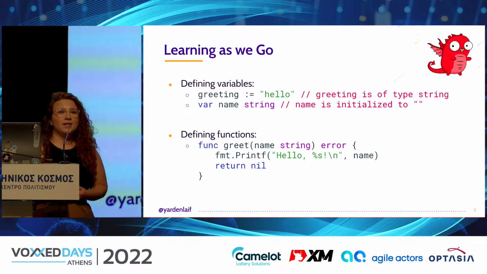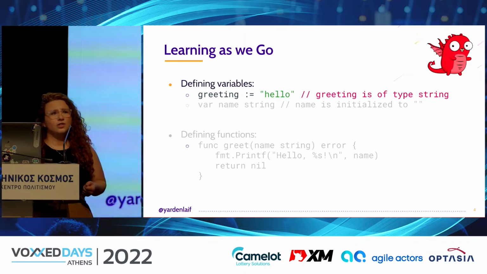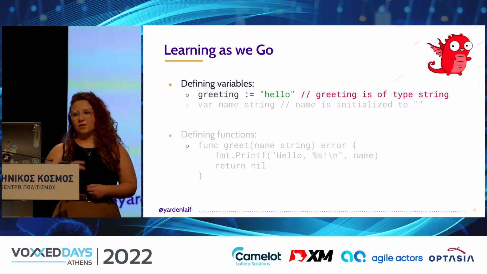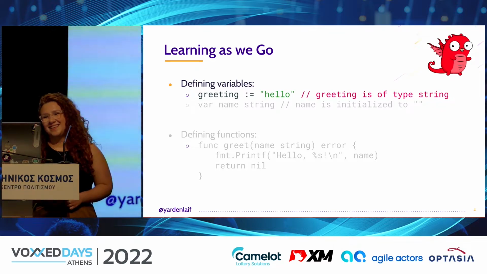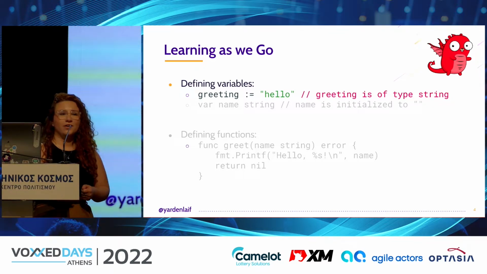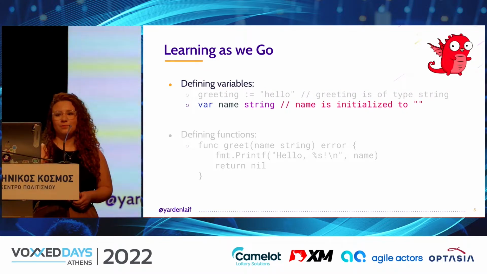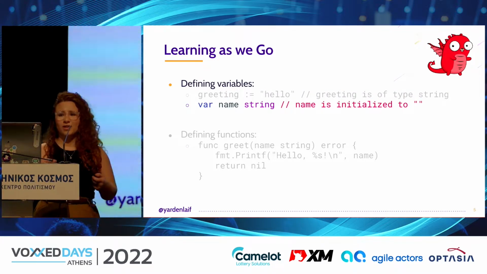Very basic beginning. Let's just see how we define variables and define functions. There's 2 ways to define variables. The first is with the walrus, right? The 2 dots and the nose. And so this way we're defining greeting. It's going to be a string. Its value is going to be hello. Very simple. And we can use the var keyword.